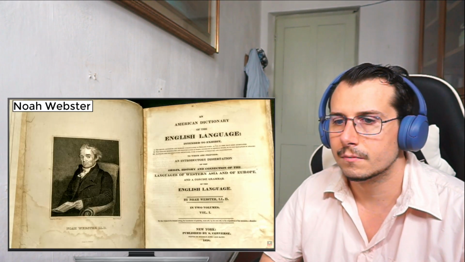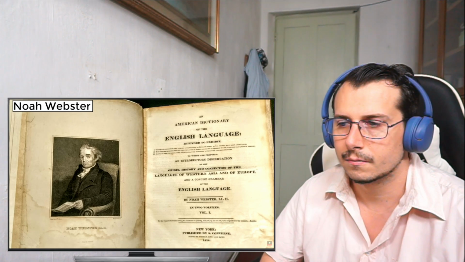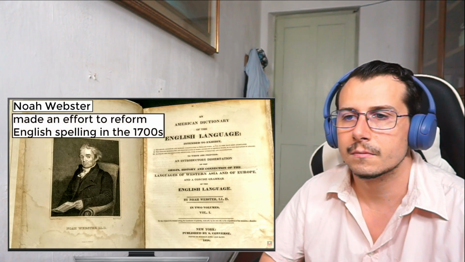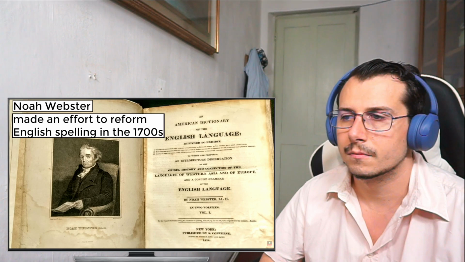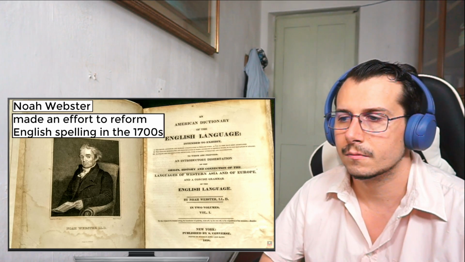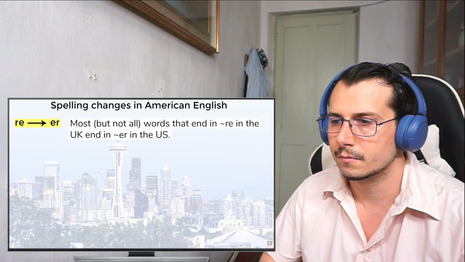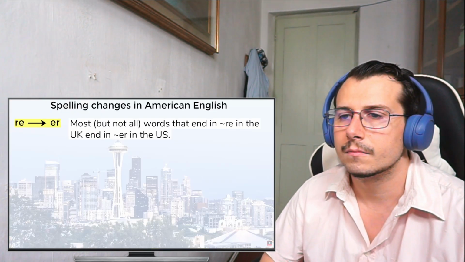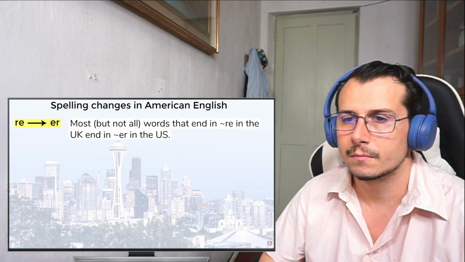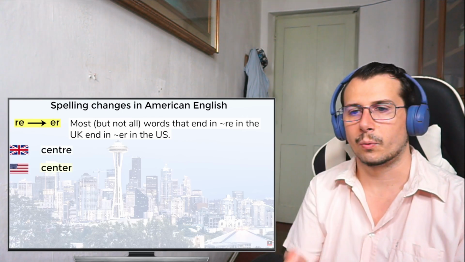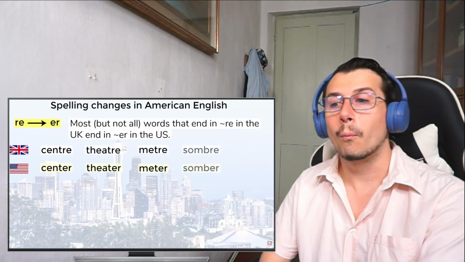Spelling. American and British spellings are largely the same, but there are a few notable differences. This is in large part because Noah Webster, whom the Webster Dictionary is named after, made an effort to reform English spelling in the 1700s, in order to make the words spelled the way they sounded. This resulted in some spelling changes in American English. Most, but not all, words that end in RE in the UK end in ER in the US. For example, center, theater, meter.